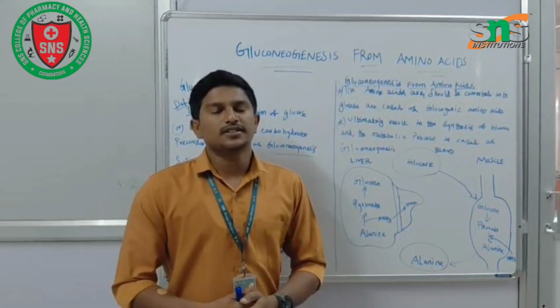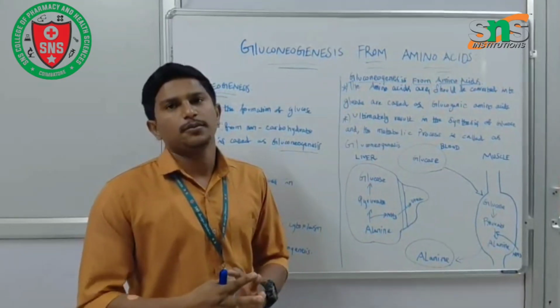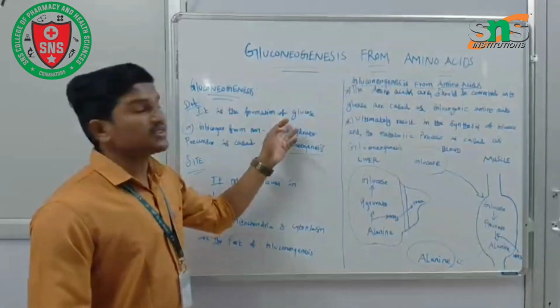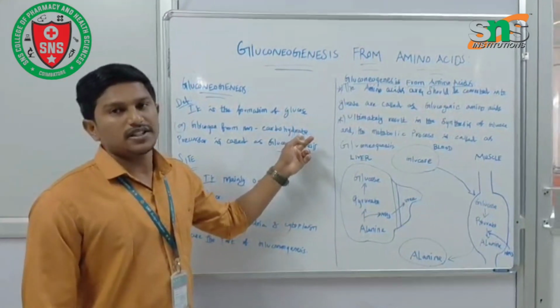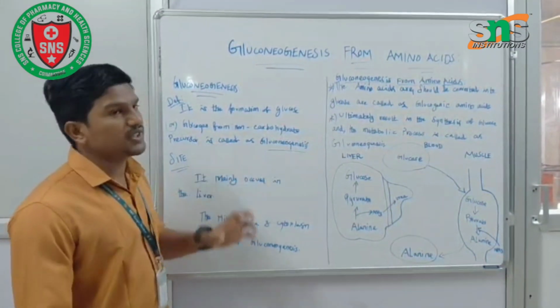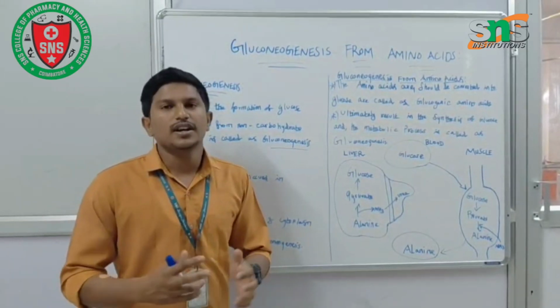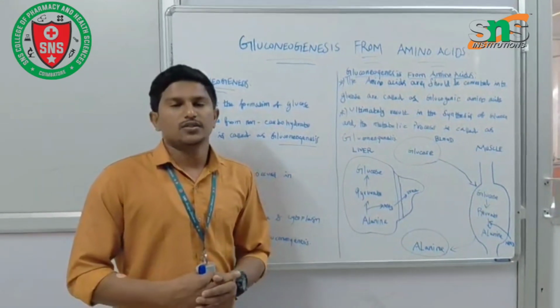From today we are going to discuss the topic of gluconeogenesis from amino acids. First of all, gluconeogenesis means the formation of glucose or glycogen. Glycogen is one of the polysaccharide compounds.